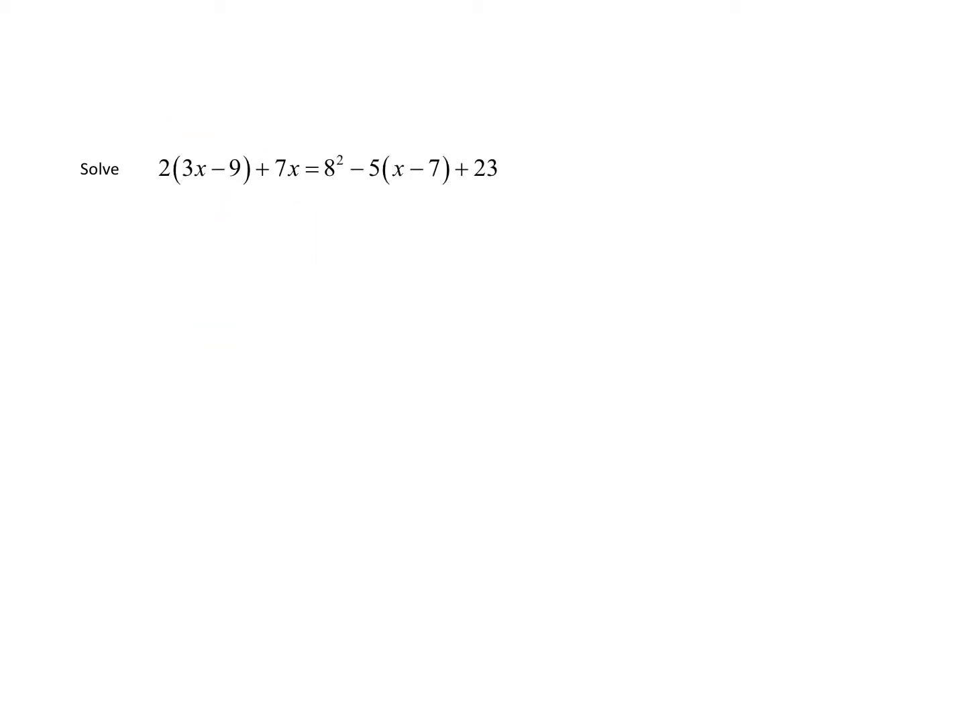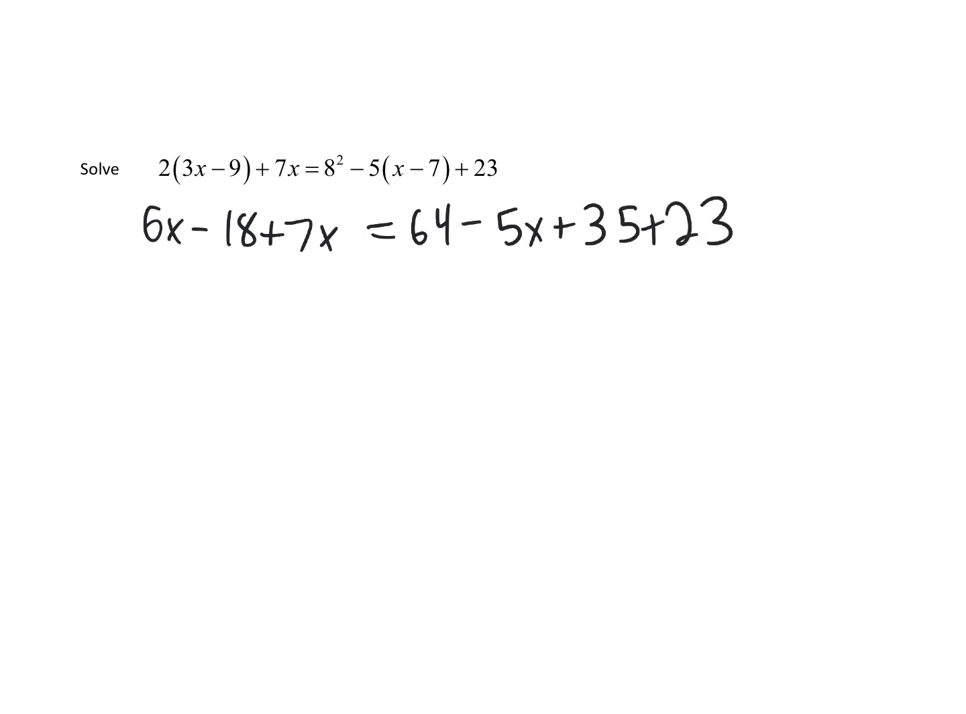When you have a question like this, it's easiest to simplify things first. So multiply out the brackets, square the 8, and then I like to collect like terms on each side. And then I will move things to each side. So I need to add 5x both sides.